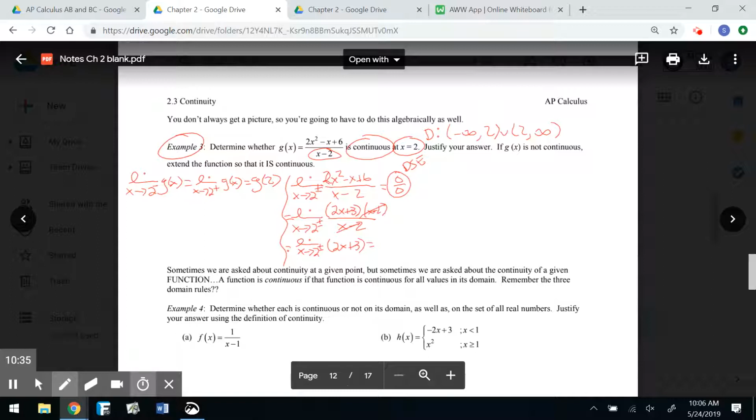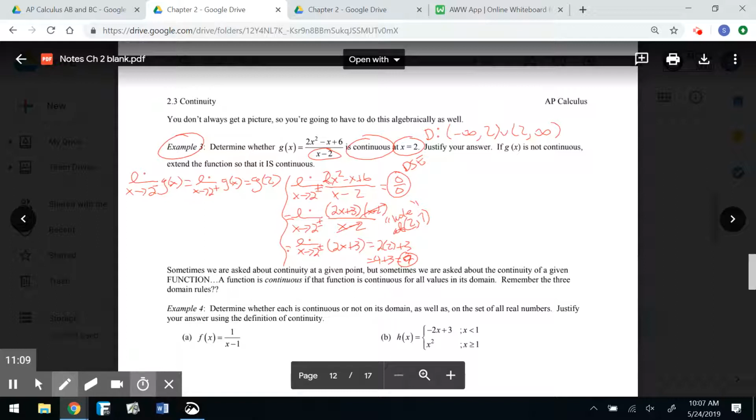So if I plug a 2 in right now, I get an answer of 2 times 2 plus 3, which would be 4 plus 3, which would be 7. Okay, what the heck does that mean? That means I have a removable discontinuity, aka hole, at (2, 7). So let's do a little note here. Hole at (2, 7). And that's a removable discontinuity right there.